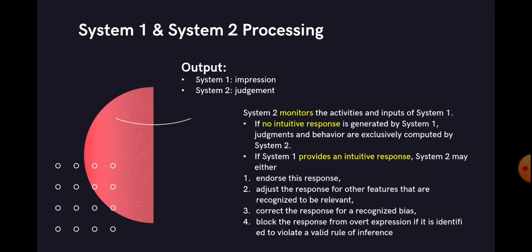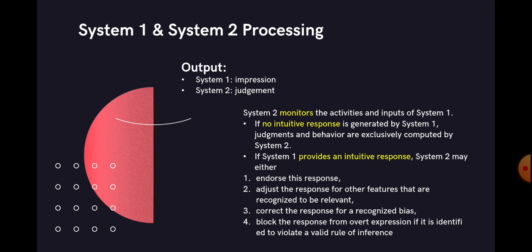So, System 2 monitors the activities and inputs of System 1. What can happen is that if no intuitive response is generated by System 1, then judgments and behavior are exclusively computed by System 2. But if System 1 provides an intuitive response, then System 2 may contribute. First, it can endorse this response, which means agreeing with it and elaborating on why this is the correct response. Then it can also adjust the response for other features that are recognized to be relevant. So for example, if System 1 is ignoring certain features but System 2 thinks they are relevant, it will adjust the response so that it recognizes the relevant information.